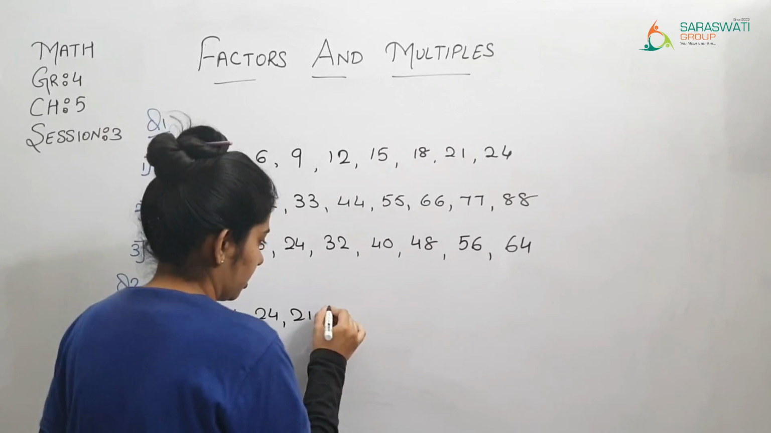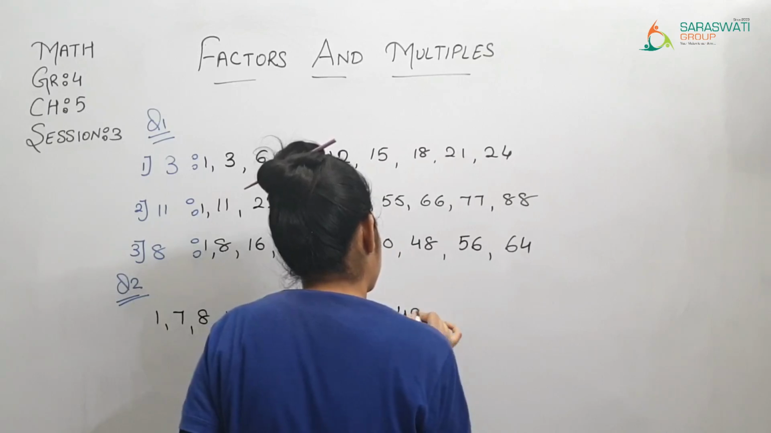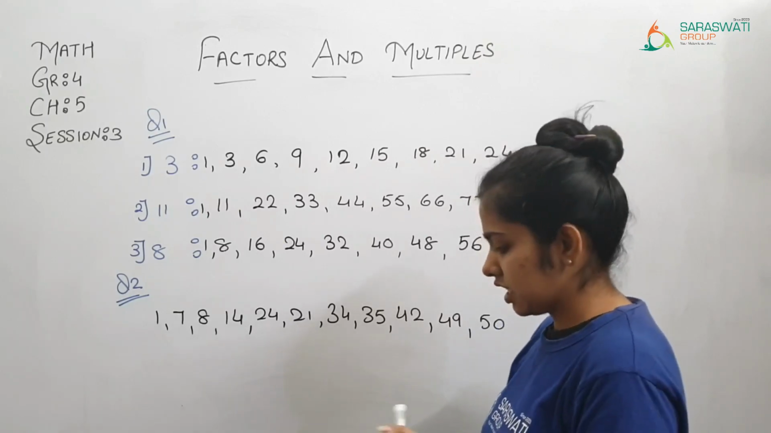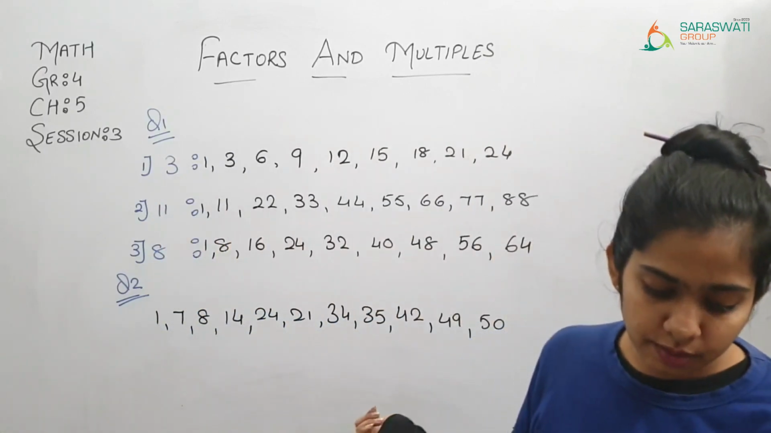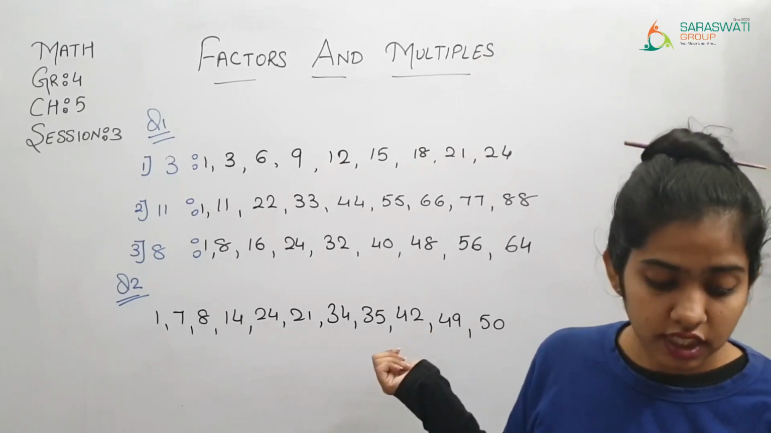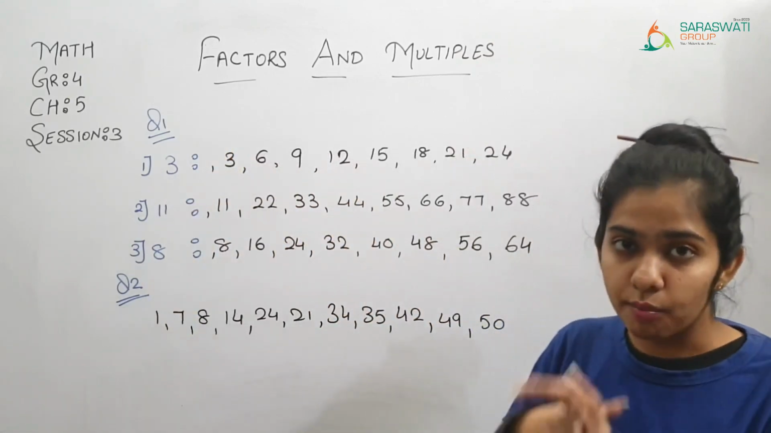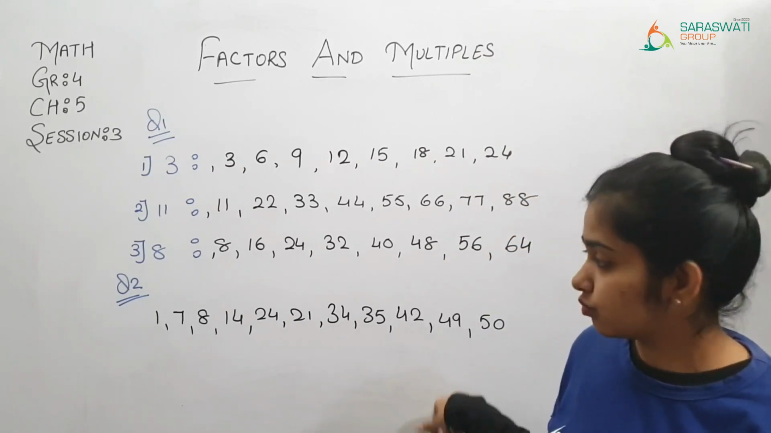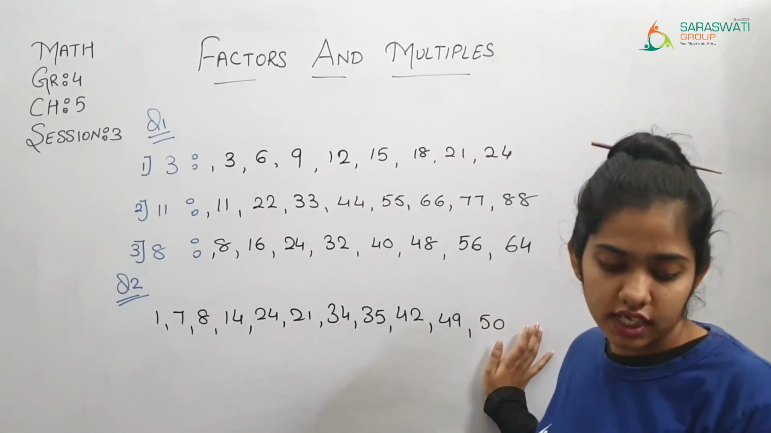then 34 35 42 49 and 50. Okay, so these are the numbers. Now you are supposed to find out કે આમાંથી 7 ના મલ્ટીપલ્સ કયા નથી. You are supposed to find out કે આમાંથી 7 ના કયા કયા મલ્ટીપલ્સ નથી. Sorry, you will not write 1 as 1 is just the imaginary part of that. So 1 7 8 14 24 21 34 35 42 49 50. હવે આમાંથી 7 ના કયા કયા મલ્ટીપલ્સ નથી.